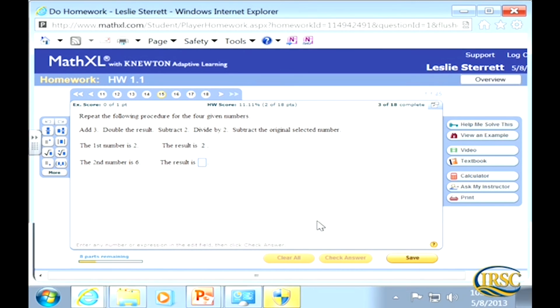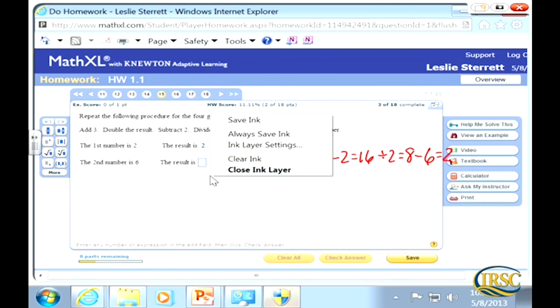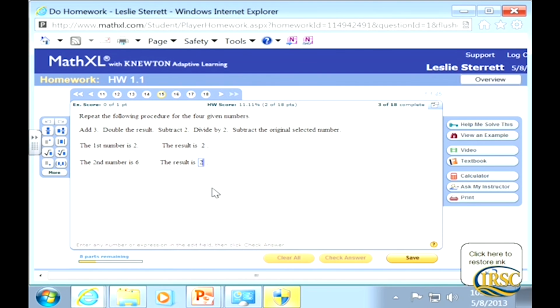Okay, so 6 plus 3 is 9, times 2, or doubled, 18. Subtract 2, 16. Divide by 2, 8. Then subtract the originally selected number, which was 6 this time, and we get 2. Okay, we got 2 again. So type in a 2. All right, next number is 7.